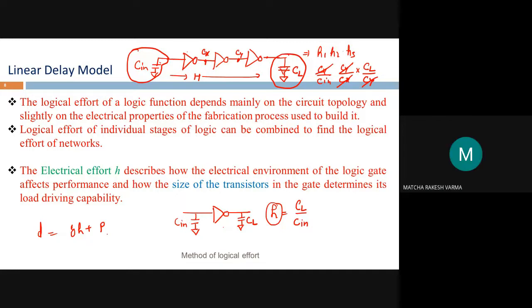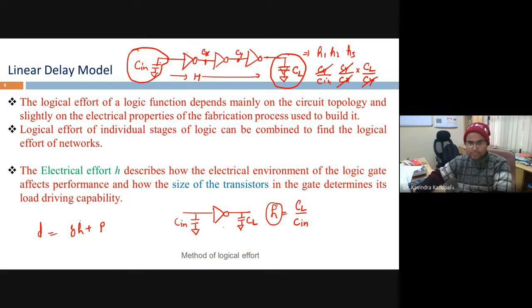The parameter which discusses this load problem, the W by L sizing of a particular transistor, is H. It has nothing to do with G, because G is telling about the topology, whether you implement your circuit using NOR or NAND. Logical effort talks about the topology, but H talks about the load condition, the W/L of your transistor in order to drive that particular load. So H is a parameter which defines the electrical environment of the logic gates, which affects its performance.